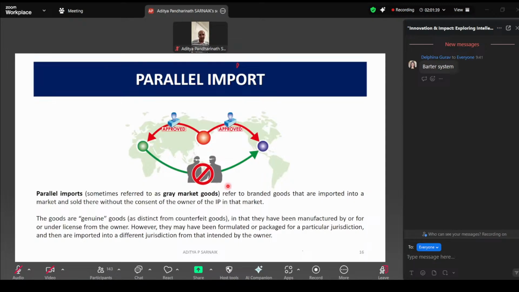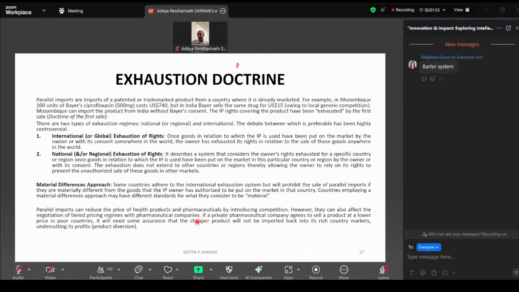It means we say, don't worry, don't buy it from there, you will get it at Crawford Market. So that is what it actually is. But now even the genuine goods and counterfeit goods, they have their own. Okay, so that is how the exhaustion doctrine works. You understood what is exhaustion doctrine and parallel import, right?